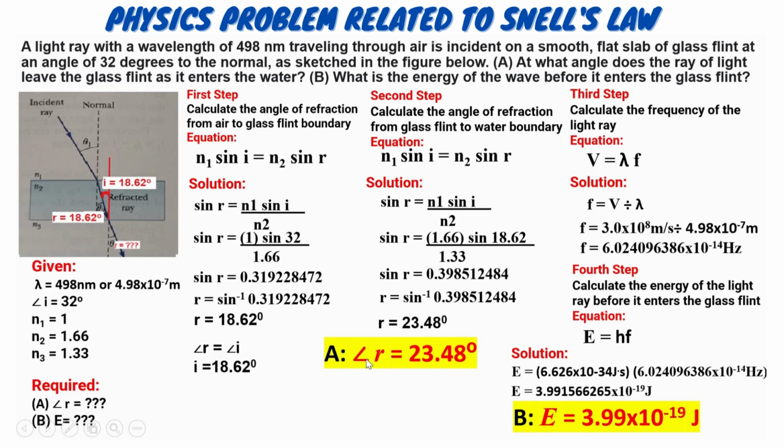For letter A, we have angle of refraction is equal to 23.48 degrees. For letter B, the energy of the wave is equal to 3.99 times 10 raised to negative 19 joules.